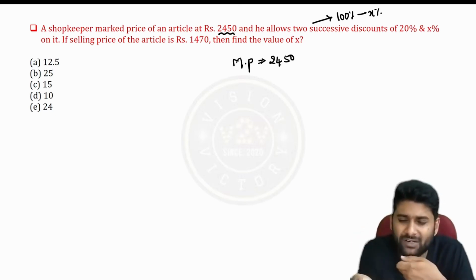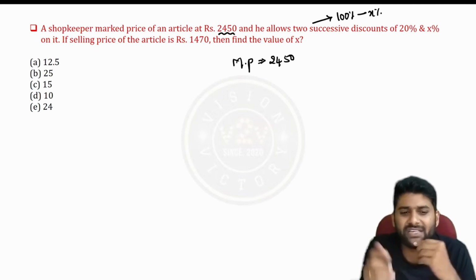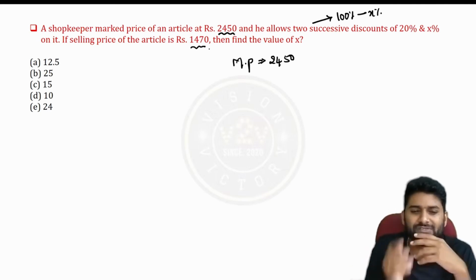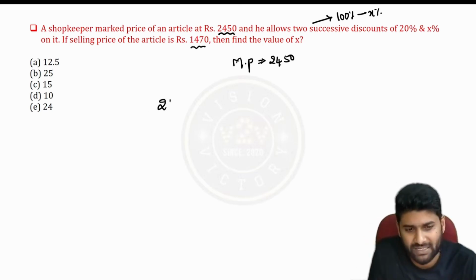So they are allowing a discount of 20% and x percentage. Then the selling price of the article is already given as 1470. Now find the value of x. Now see, the market price of that article is 2450. That's the market price. Now the first discount is 20%.